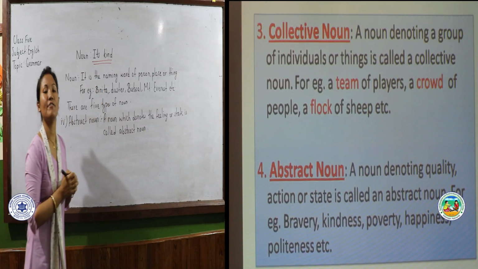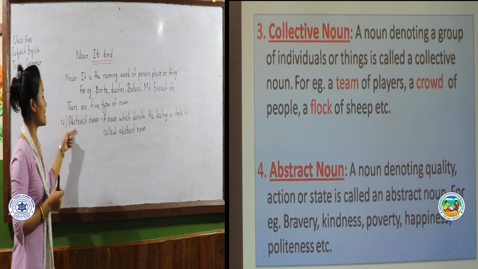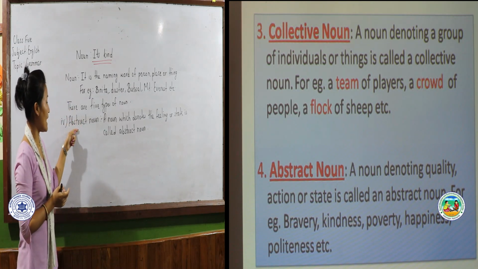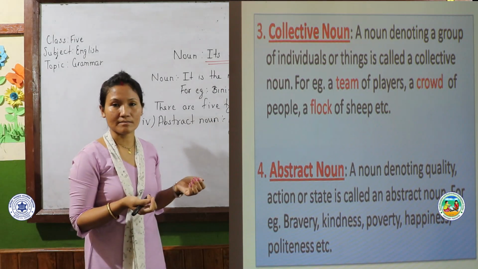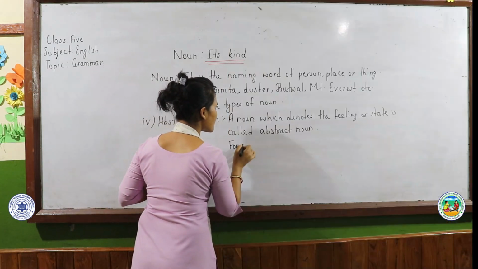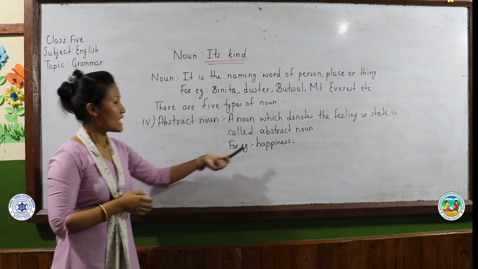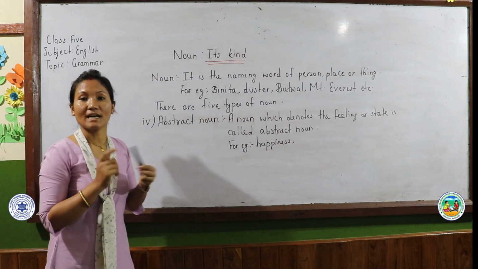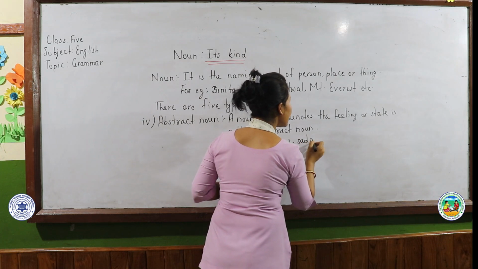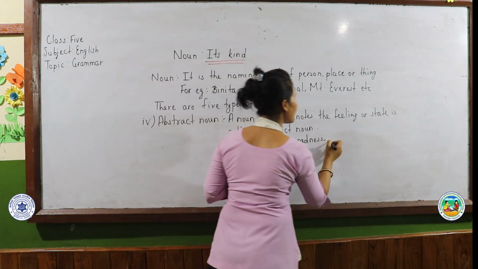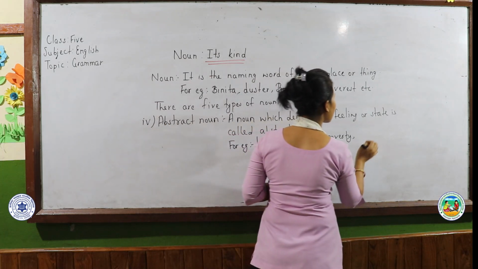Now, it is a bit more difficult than those three types. To understand it clearly, you can say that an abstract noun is the feel. It cannot be touched. It is just the feeling. For example, happiness. Happiness is the feel. Can you touch it? No, we can only feel that. Likewise, sadness, poverty, etc.